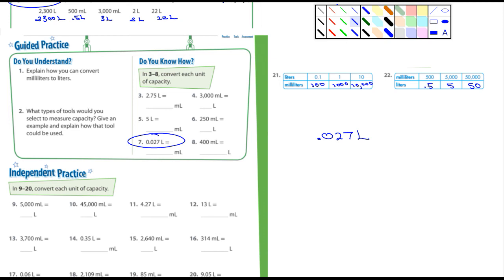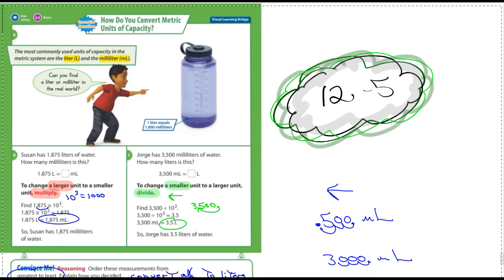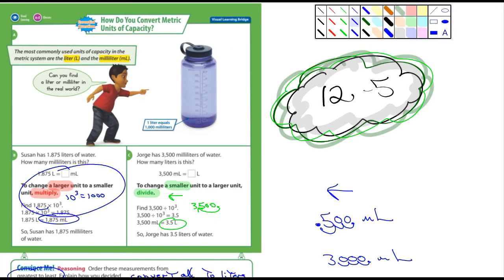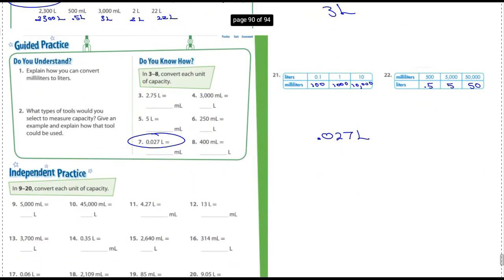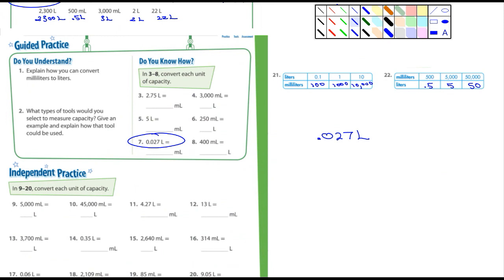So we're going from larger to something smaller. So what do we do? We divide. I'm sorry, we multiply. So I'm going to go back to this. And we multiply by what? By 10 to the third, which is the same thing as 1,000. So if we multiply anything by 1,000, we're moving the decimal 3 places. 1, 2, 3. So 0.027 liters is the same thing as 27 milliliters.